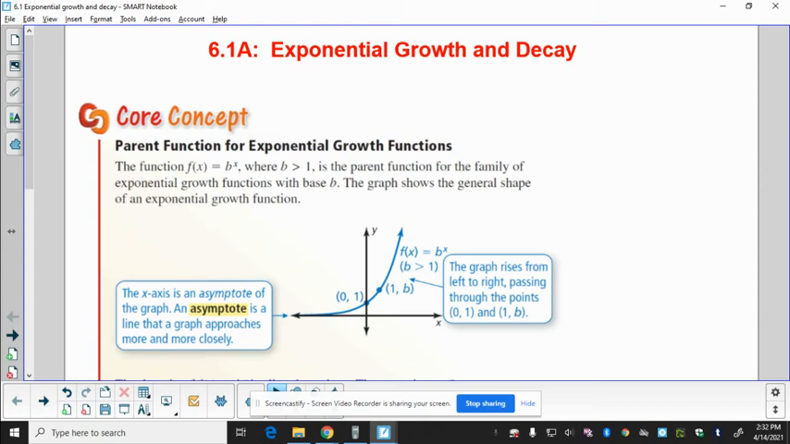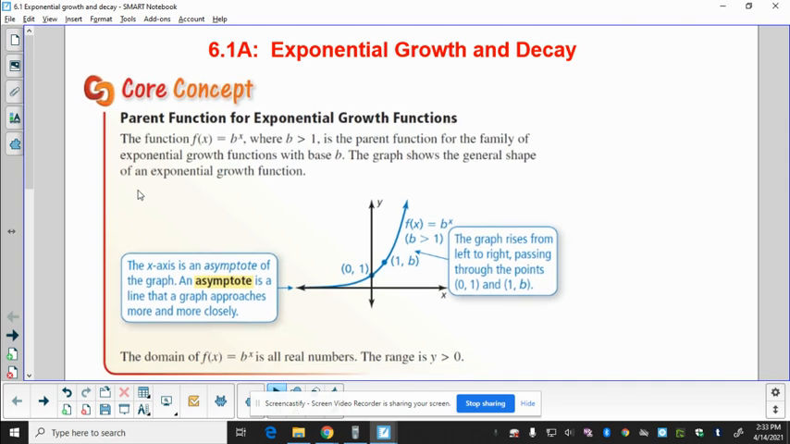Today's lesson, section 6.1, we're going to split this into two parts. Let's call this A, exponential growth and decay. So the first thing I want you to study is this first core concept. And what we're looking at is the graph of an exponential growth function.